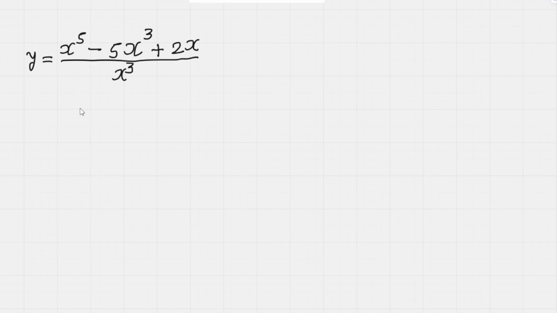Today we are going to find the derivative of a rational function using the power rule. So let me write the power rule first. What is the power rule?